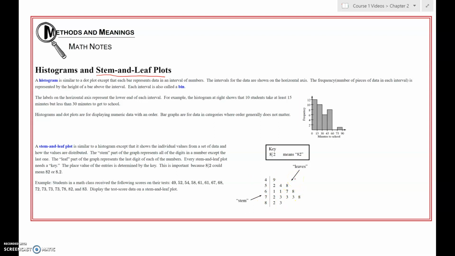Here it gives you an example of students in math class receiving scores on their tests. These are the kids' scores. See how they're in numeric order. That's an important thing for a stem and leaf plot. You want to get them in numeric order. Instead of writing this list out, which takes a while, you build this chart. You have the tens here, so this would be 40, 50, 60, 70, and 80. Nobody got a 90 and nobody got 30s.